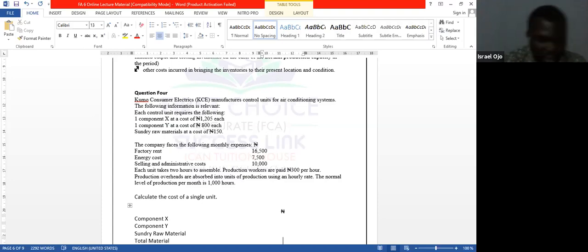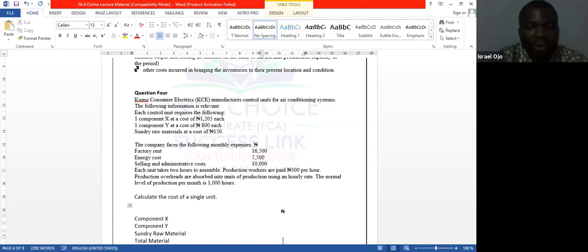So we have to calculate the cost of a single unit. What we are expected to do as an accountant is to bring all related costs for that single unit together, so that we can add them and get the total cost we will incur to get the single unit ready for sale. So we start with the components. Component X and component Y are part of the items used to produce a single AC.